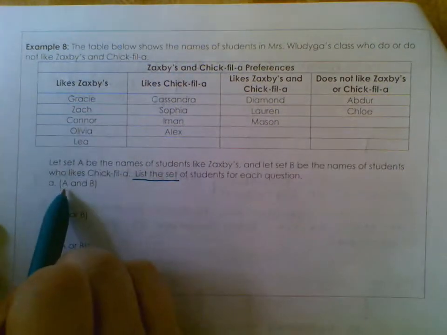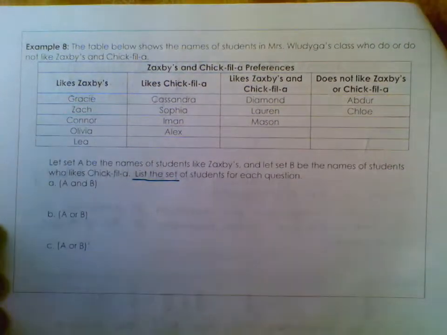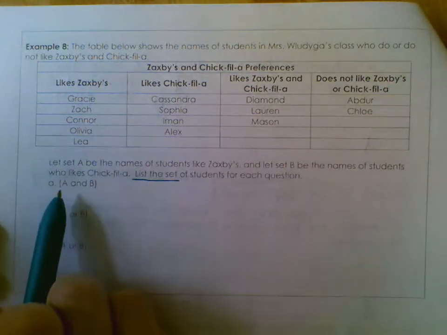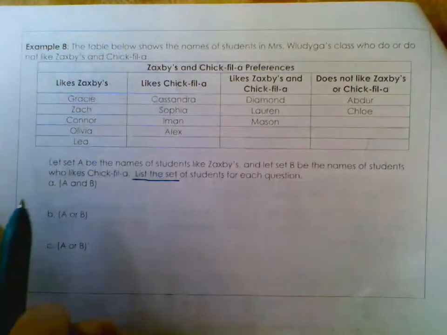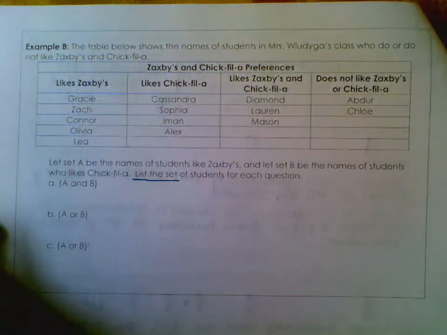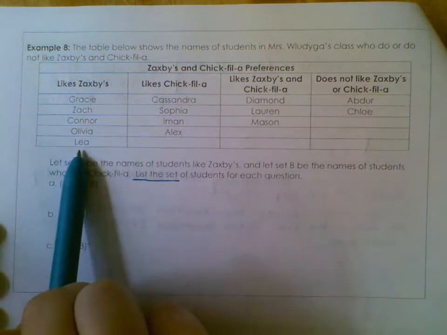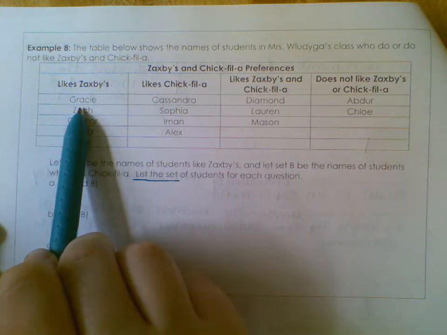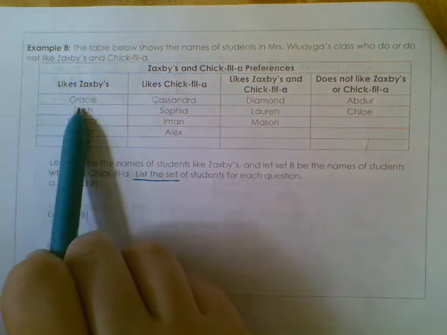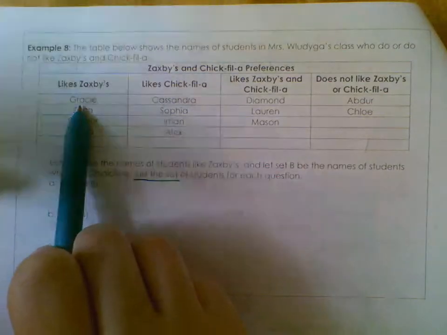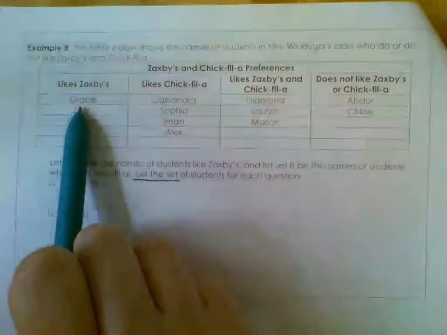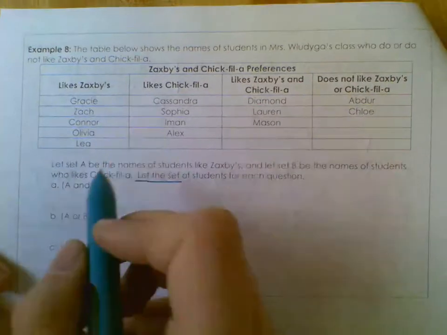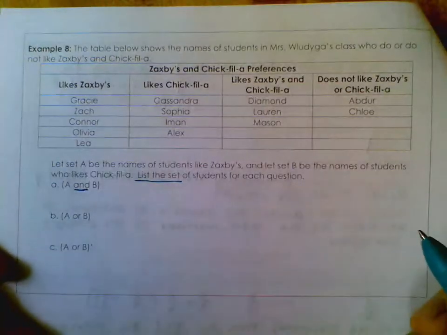So who are the students who like A and B? Who of the students like Zaxby's and Chick-fil-A? So go through each category. If you were to go up to Gracie and say, hey Gracie, do you like Zaxby's and Chick-fil-A? Think to yourself, what would they say? Gracie would say, no, she only likes Zaxby's. So she is not included in Zaxby's and Chick-fil-A.